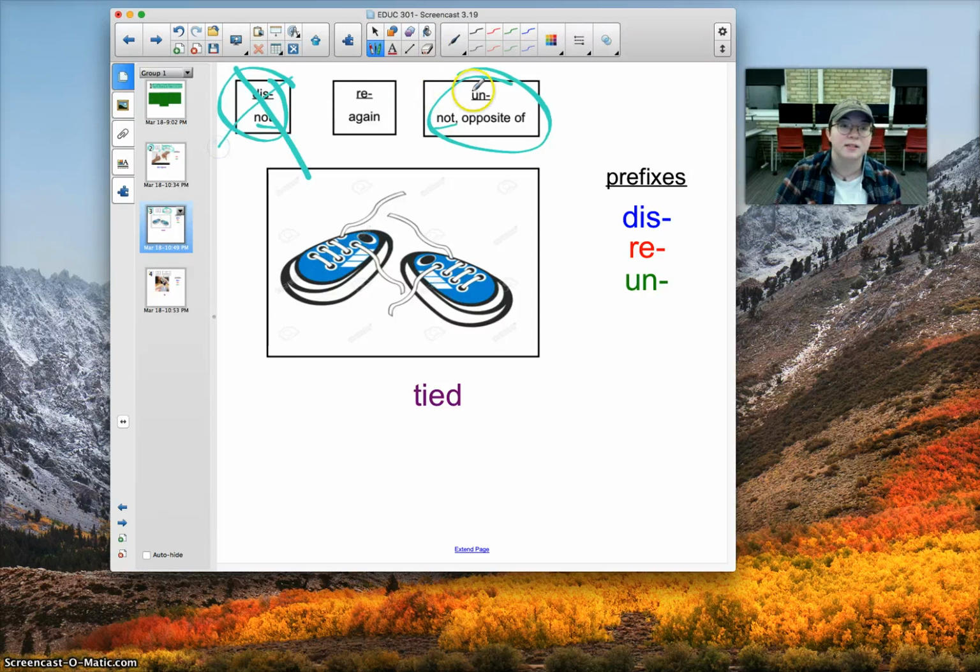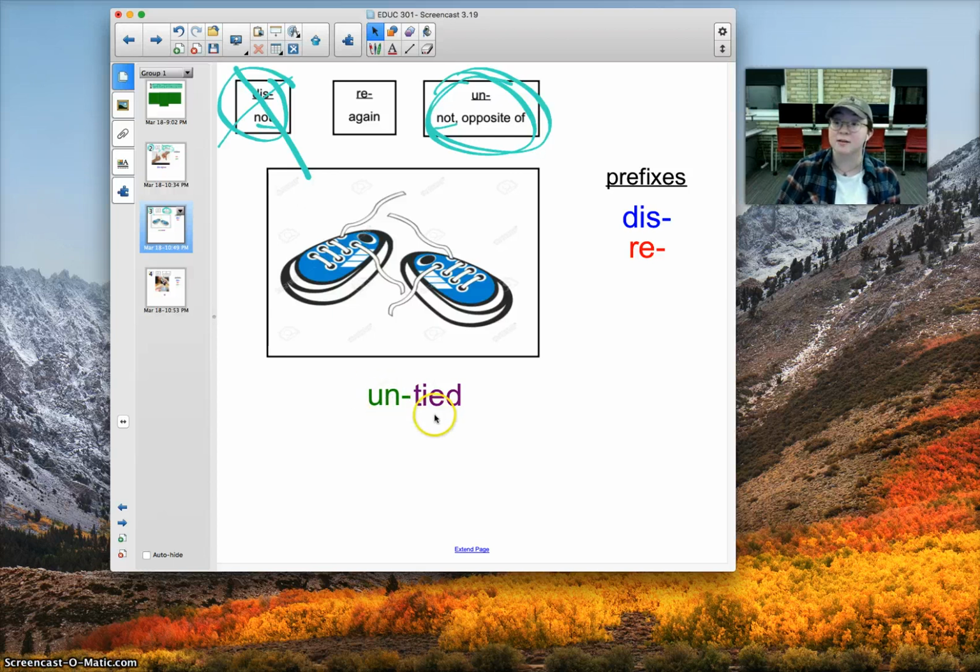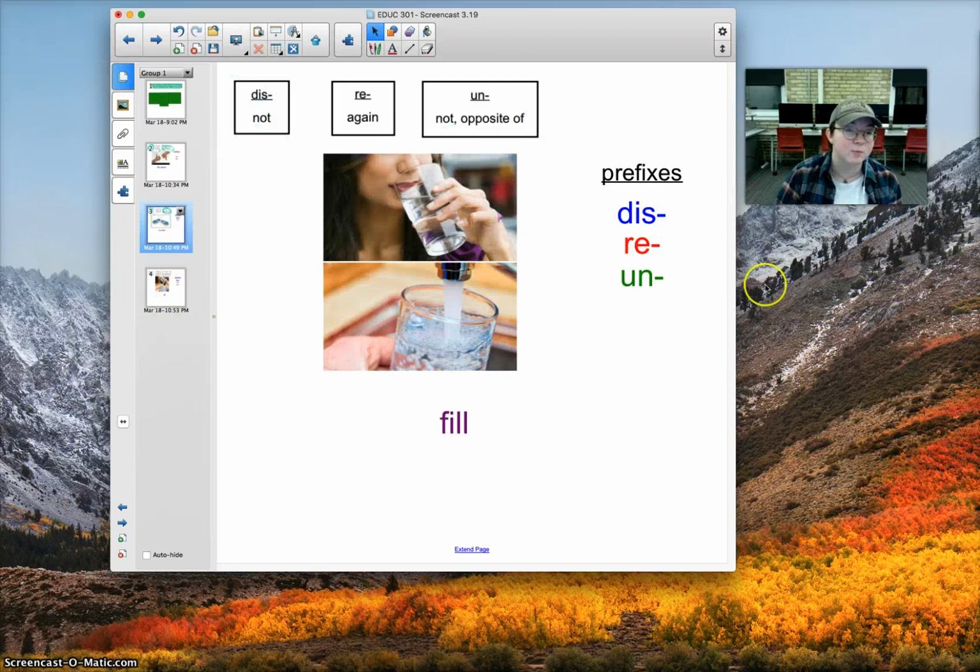I'm not going to look at dis. I'm going to stay looking at un. So we are going to put un in front of tied. So now we see that the opposite of tied is untied. Great! Let's go to our last one.